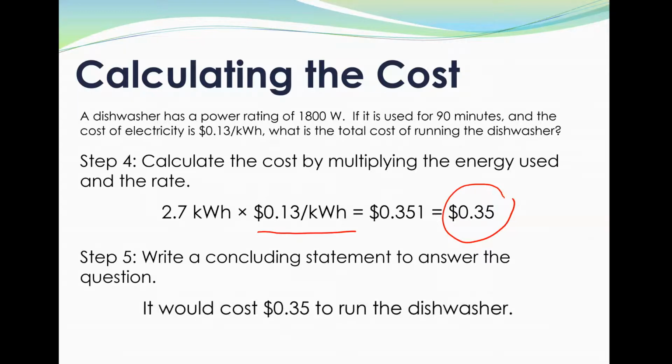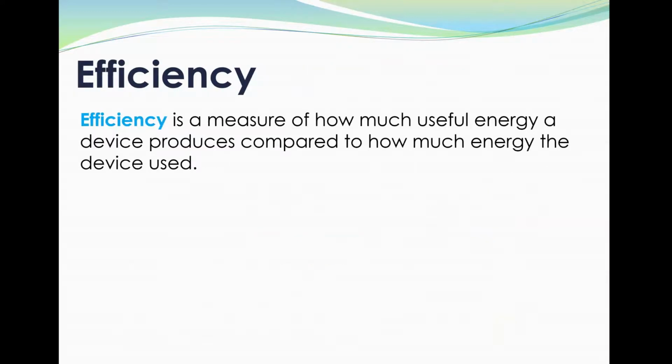So remember, with the GRASS method, let me just write that over here because a lot of you were not using this. This is given, required, analysis, solution, and statement. So this is the last part of your problem. You would include a statement. So it would cost 35 cents to run the dishwasher for 90 minutes, and that's how you would calculate that problem.